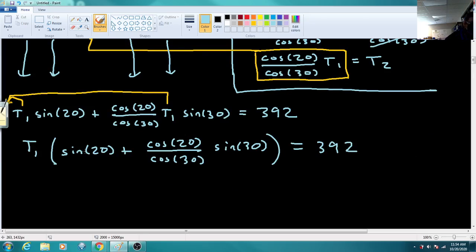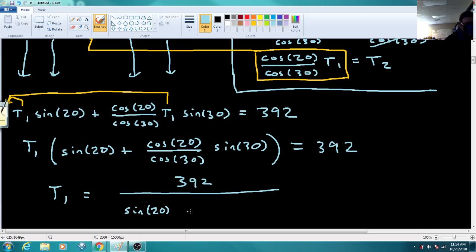So we're going to divide all this parentheses stuff across, and we get T1 is equal to 392, all that divided by sine of 20 plus cosine of 20 over cosine of 30 times sine of 30. So I'm going to put that into Desmos, and we'll see what we end up getting.